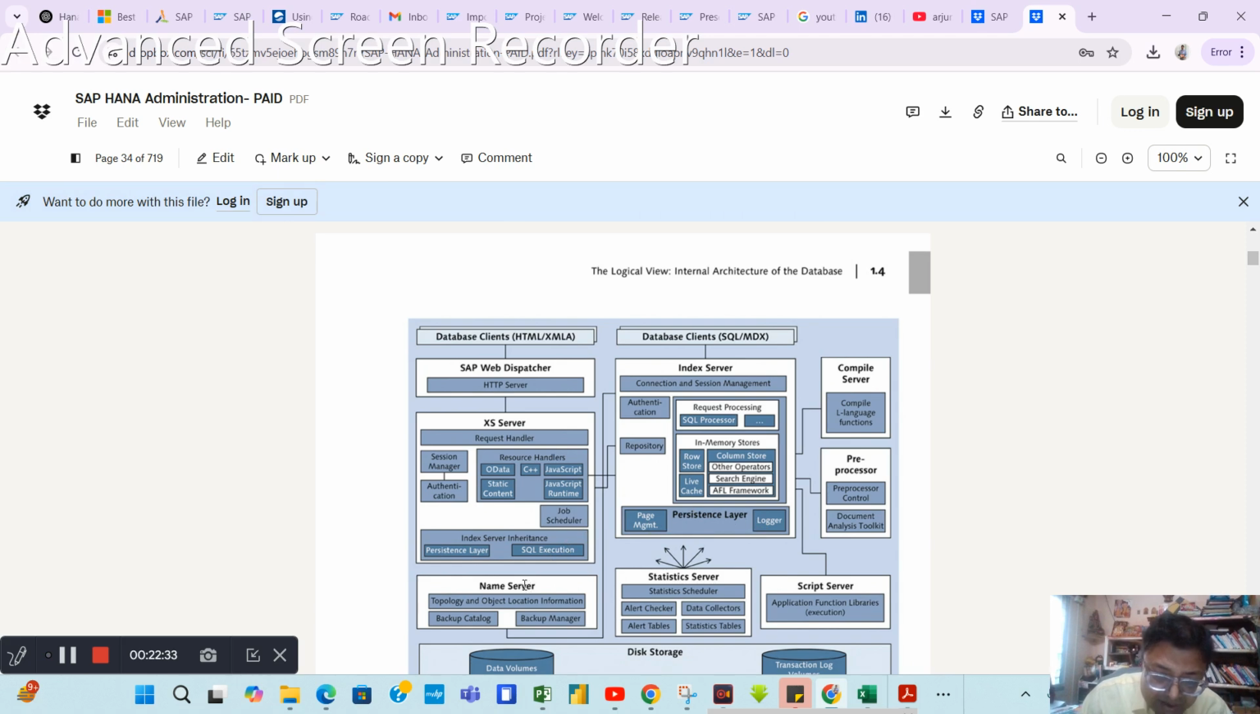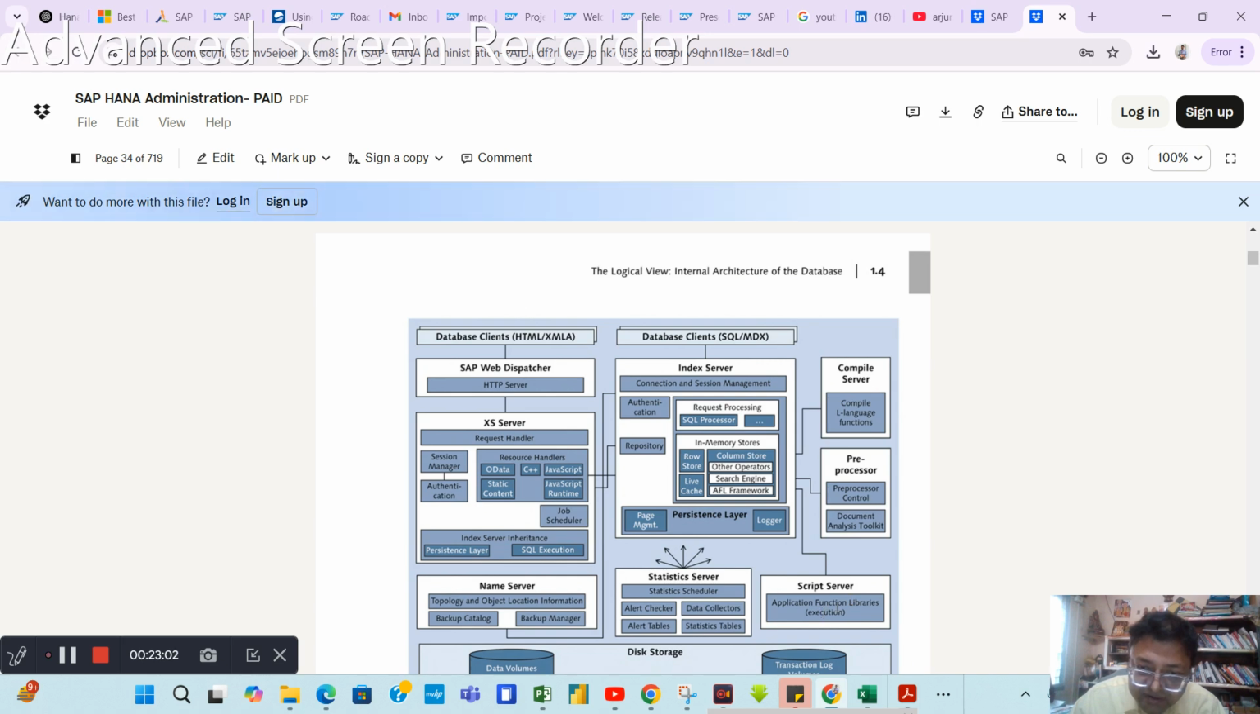Below that you have the name server, just below the access server, which holds the topology, as I was telling, of the location information. Then the backup catalog and backup manager, which are for backup. In the top part, everything is happening in RAM. So you have page management, the persistence layer, the logger, the preprocessor, and the statistics server, which does all the statistical analysis part.